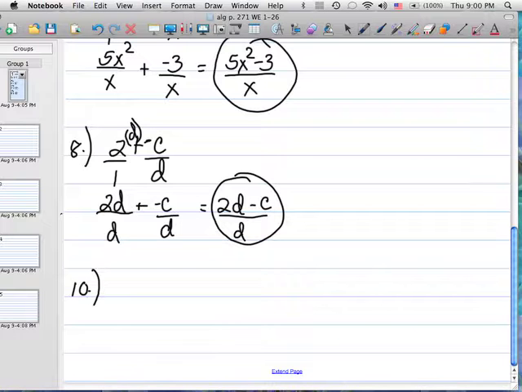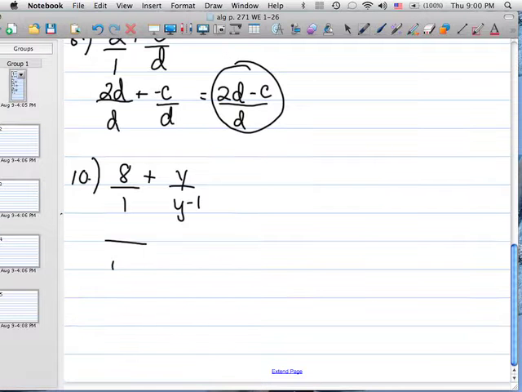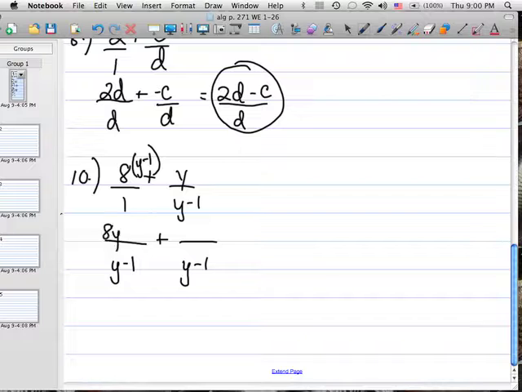Number 10, we have 8 plus y over y minus 1. Put the 8 over 1. Least common denominator is y minus 1. We need to multiply the 8 by y minus 1. So we get 8y minus 8. And this stays the same plus y.